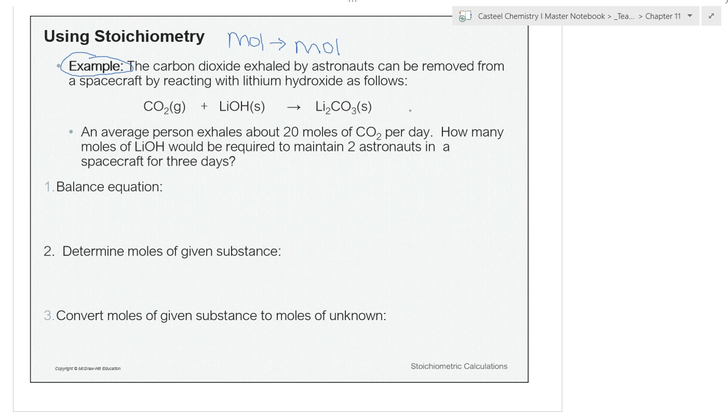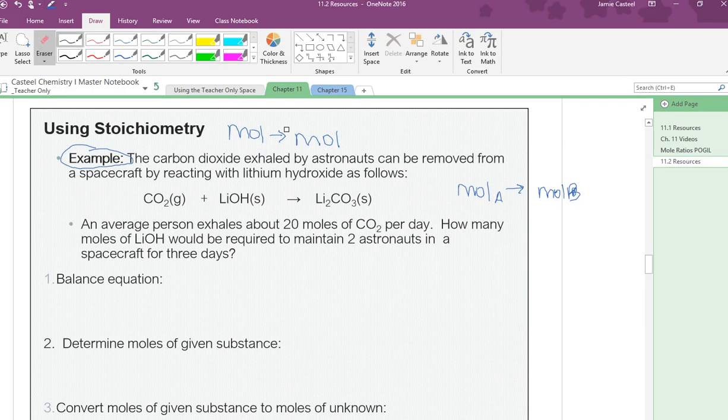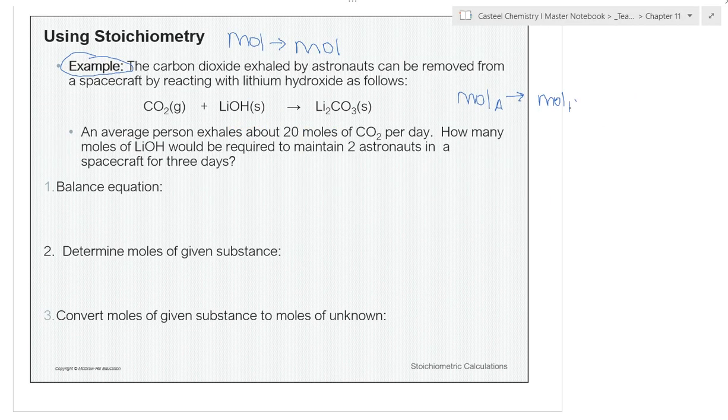Now, here in a minute, I'm going to show you a flow chart, but just know that the general rule is you've got to go from moles of A, which is your known substance, to moles of B, which is your unknown. So that's how you want to be able to convert between them. And how do we do this? Well, we use that mole ratio we looked at last time. In 11.1 we talked about mole ratios.